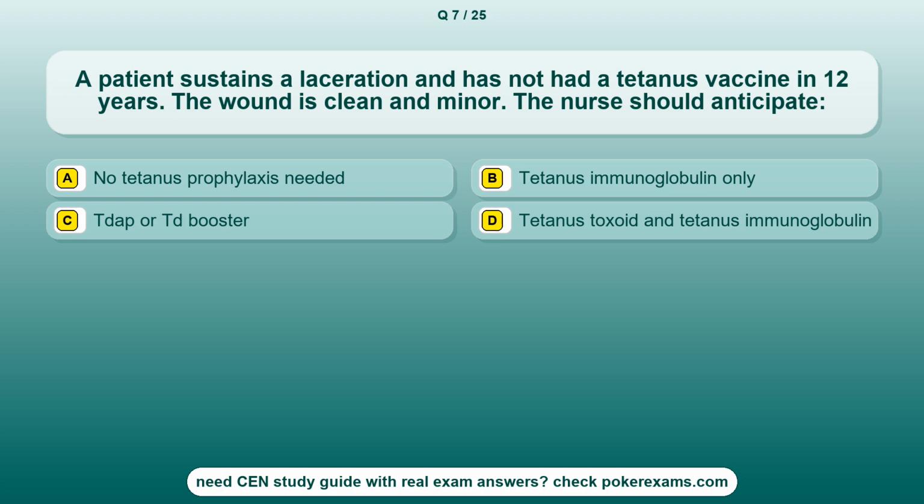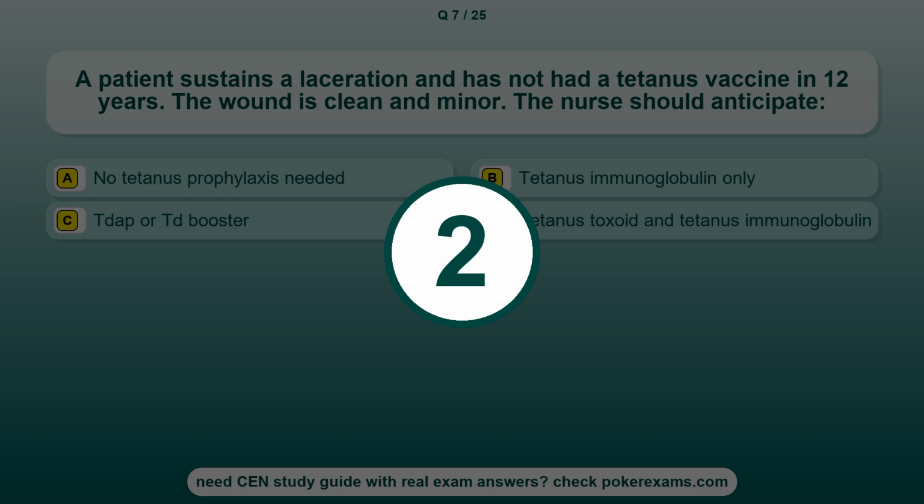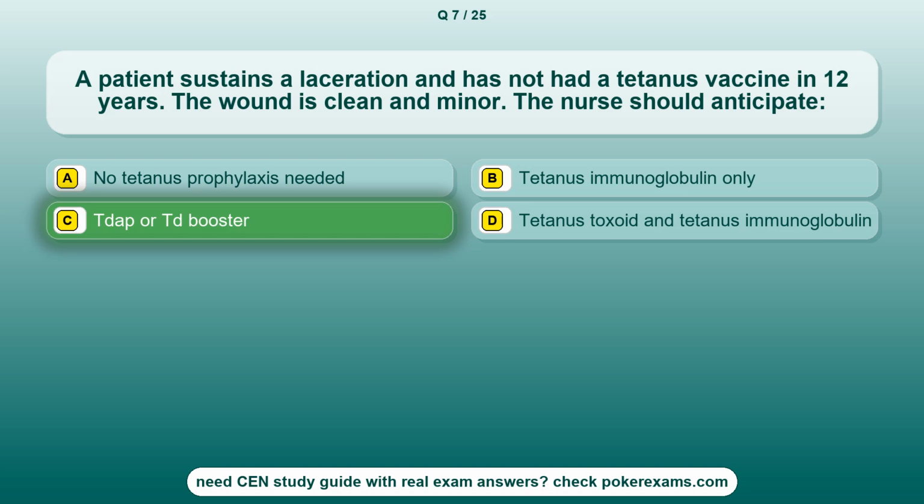Question 7. A patient sustains a laceration and has not had a tetanus vaccine in 12 years. The wound is clean and minor. The nurse should anticipate: Option A, no tetanus prophylaxis needed. Option B, a tetanus immunoglobulin only. Option C, Tdap or Td booster. Option D, a tetanus toxoid and tetanus immunoglobulin. The correct answer is option C, Tdap or Td booster.